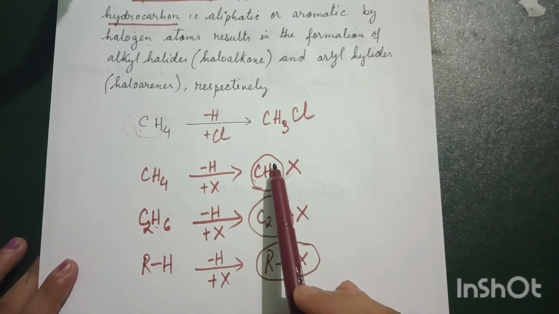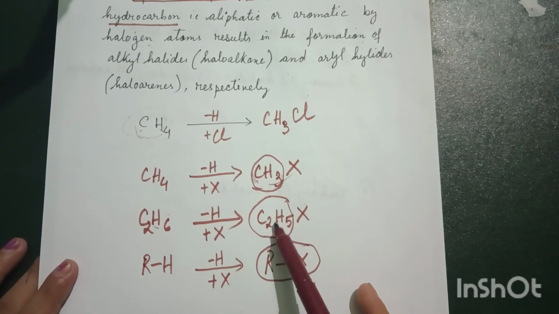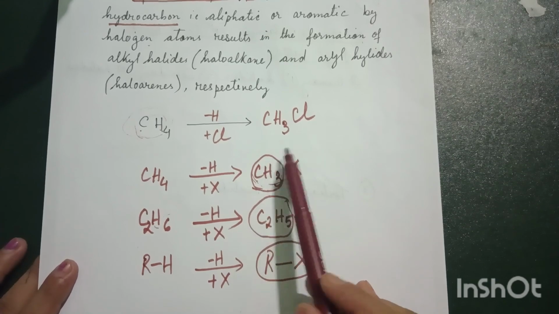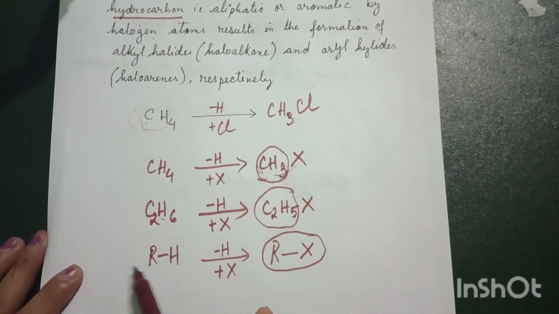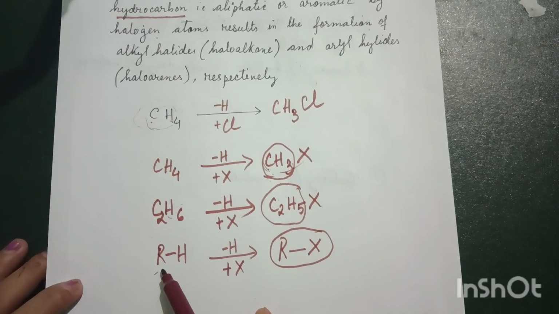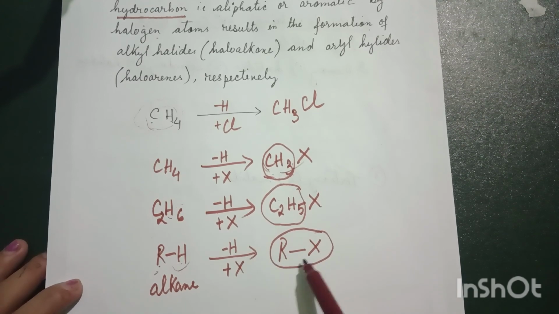What differs here is the alkyl group, CH3, C2H5, which keeps changing. So we can represent it by R, in the general form RH. This is your alkane. Then it changes into RX, where one of the hydrogens is replaced by X. This is called haloalkane. Since this is aliphatic, it is called haloalkane. This is the general formula.